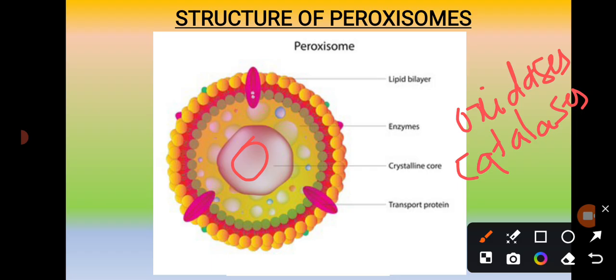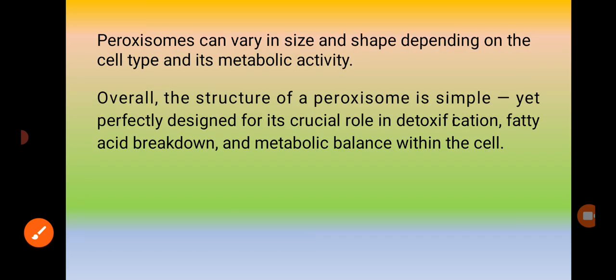They also have membrane proteins responsible for importing enzymes synthesized in the cytosol and for regulating transport of metabolites. So overall, the structure of the peroxisome is very simple in nature, perfectly designed for its crucial role in detoxification, fatty acid breakdown as well as metabolic balance within the cell. So this much about today's content.